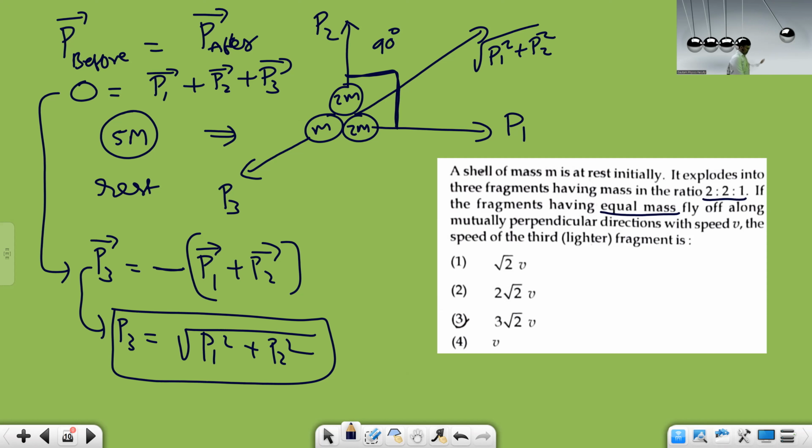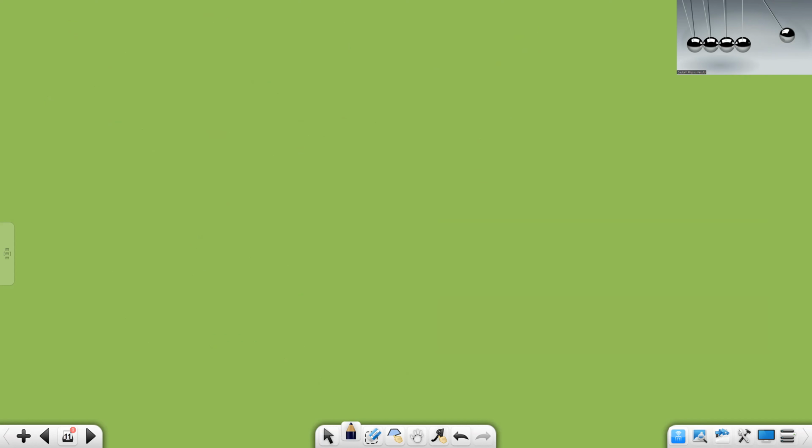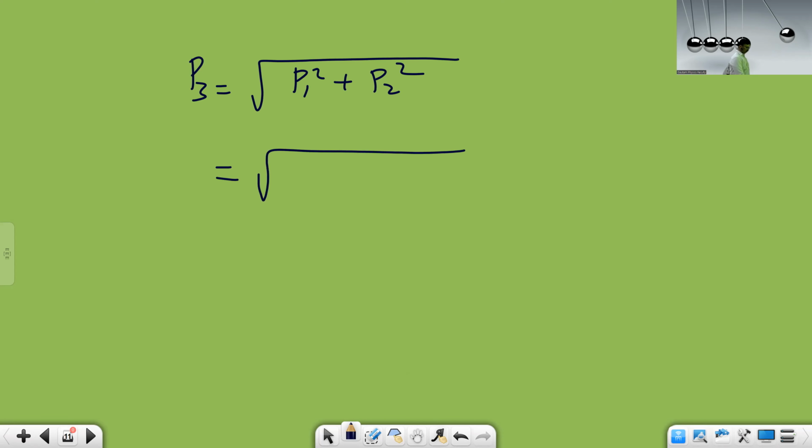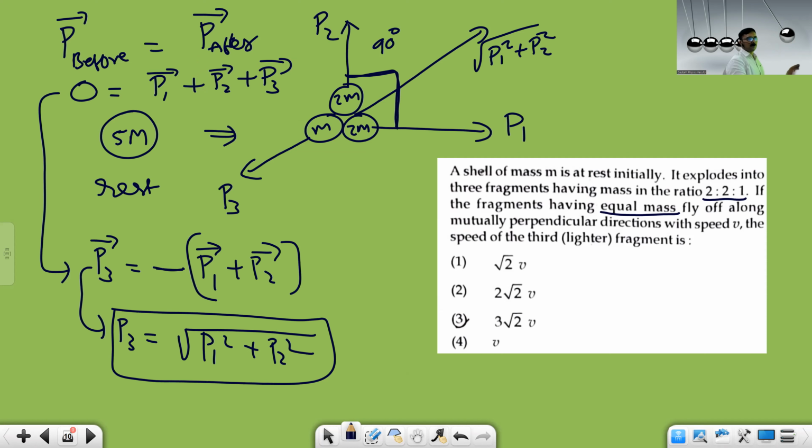So now I am taking the next page here. P3 is equal to square root of P1 square plus P2 square. And they mentioned in the question, if you observe carefully, both are mutually perpendicular with the same speed v. So this one also travels with speed v, and this one also with v. I don't know the speed of the third particle, let me call it v dash. They are asking to find the third particle's speed only.